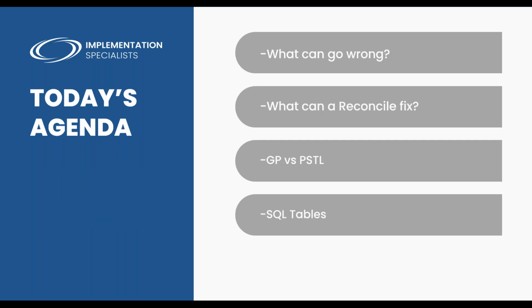To get started, we'll talk through kind of what can go wrong within your inventory, what a reconcile can fix. We'll talk about the GP version of reconcile versus the PSTL or pistol version. And then I'll also take a chance at the end to show you some of the SQL tables to get an understanding of what type of data is being fixed after you run that reconcile.